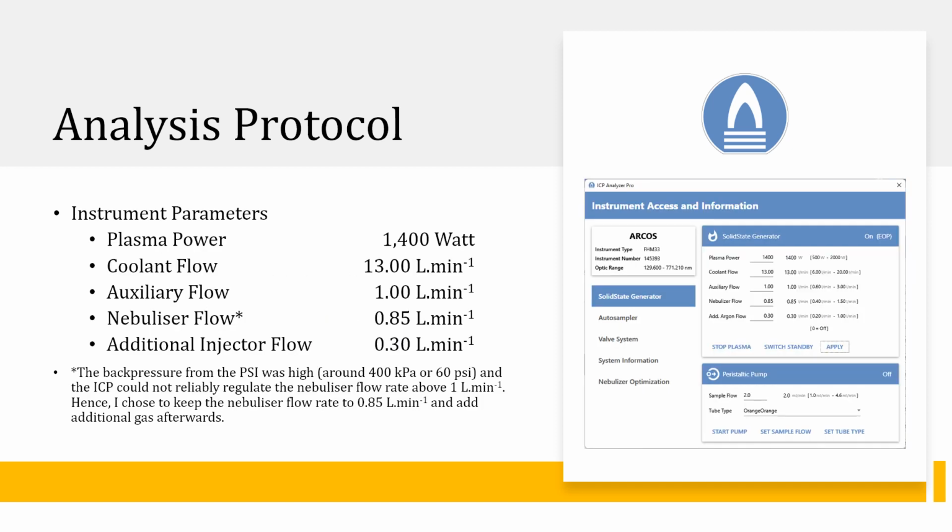The instrument was set up to run at 1400 watts with a coolant flow of 13 liters per minute, auxiliary 1 liter per minute. Then the nebulizer was set at 0.85 and additional gas at 0.3 liters per minute. The back pressure on the powder sample introduction was high, around 400 kPa or 60 psi, and the ICP could not regulate the nebulizer flow rate above 1 liter per minute. For that reason, I chose to keep the nebulizer flow rate at 0.85 liters per minute and add additional gas afterwards.